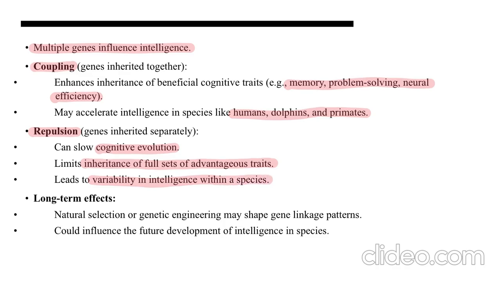So if genes for problem solving and learning speed are frequently separated, it may limit the overall intellectual progress of a species. Over time, natural selection or genetic engineering may shape gene linkage patterns, which could influence the future development of intelligence in species. Later in this video, we will see an example of how coupling and repulsion lead to cognitive evolution.